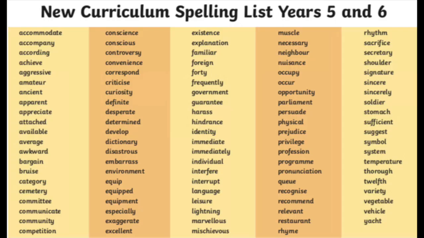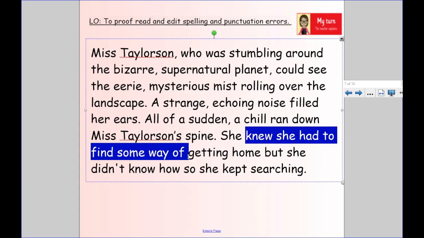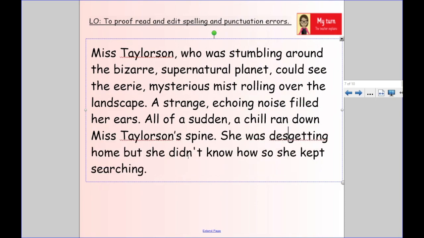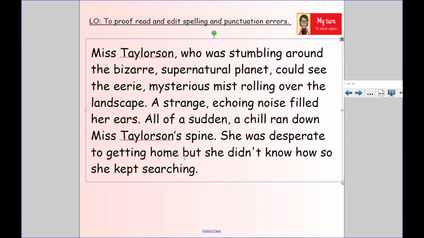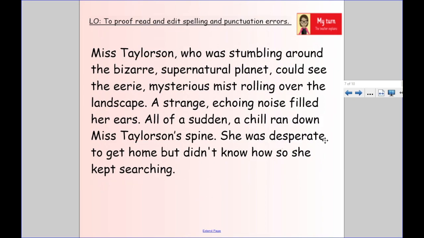Let's take a look at that Year 5-6 word list. Here it is, Year 5. Okay, let's have a look. I know she had to find some way of getting home, but she was desperate. So she's desperate to find a way of getting home. So I'm going to say she was desperate to get home, but she didn't know how. She was desperate to get home, but didn't know how, so she kept searching. There, I'm really happy now that I've got a Year 5-6 word in there.